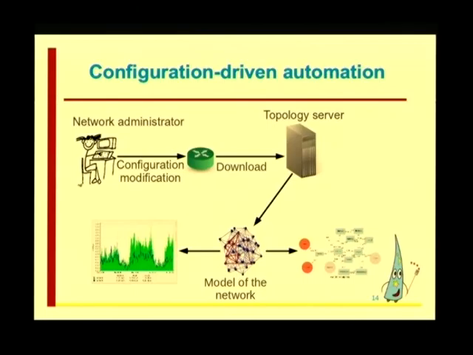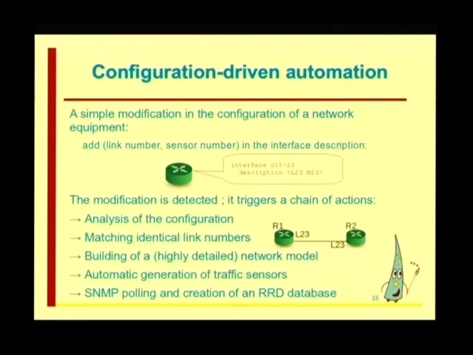So I want to speak about a particularly interesting aspect, I think, about the topology module. It's a configuration-driven automation. This is a model we have. The network administrator connects on the network equipment and modifies the configuration. The modification is detected and downloaded by the topology server. A model of the network is built, integrating this modification. And from this model, we derive the traffic sensors and the SNMP polling to do. And we derive the network maps.